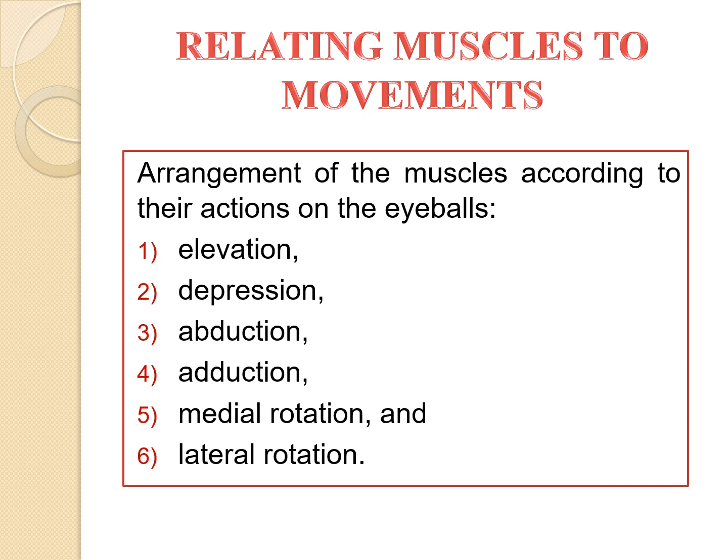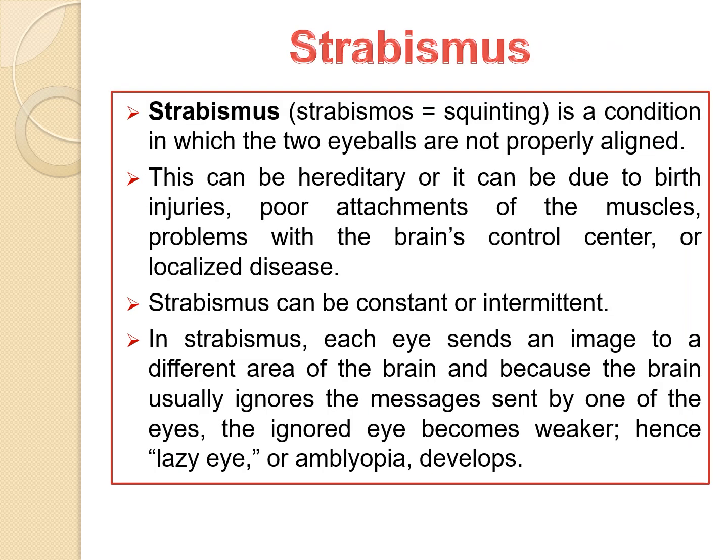Here is a list of various movements that are achieved by the extrinsic eye muscles: elevation, depression, adduction, abduction, medial rotation and lateral rotation. Now let us discuss a disorder related to the muscles of the eye, that is strabismus. Strabismus is a condition in which the two eyeballs are not properly aligned.